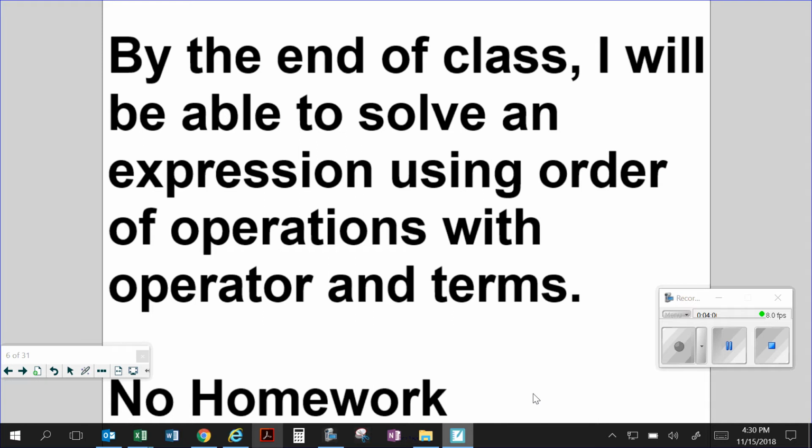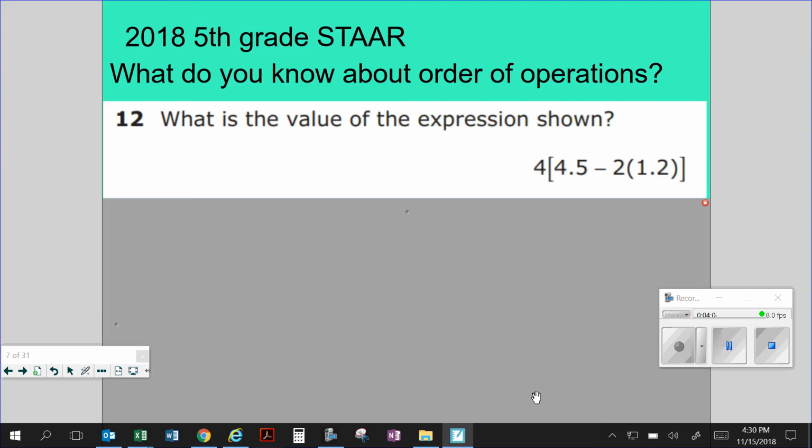Welcome back. Tonight there is no homework. It's family night. All right, so you have this in your notes. This is the 5th grade STAR question. I don't know if you remember this. This is question number 12 on last year's STAR.